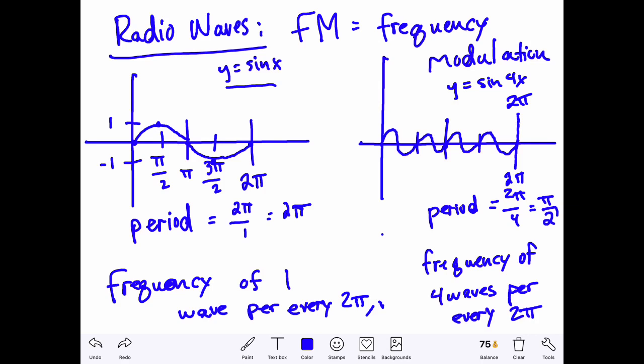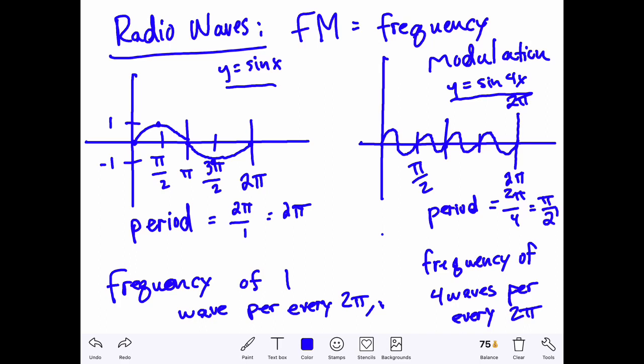Now, if we look here at y equals sine of 4x, and again, I put the same period length here of 2 pi. Notice my period would be 2 pi divided by the absolute value of b. So the absolute value of 4 is 4, and 2 pi over 4 is pi halves. So the period length shrunk on this graph to pi halves.